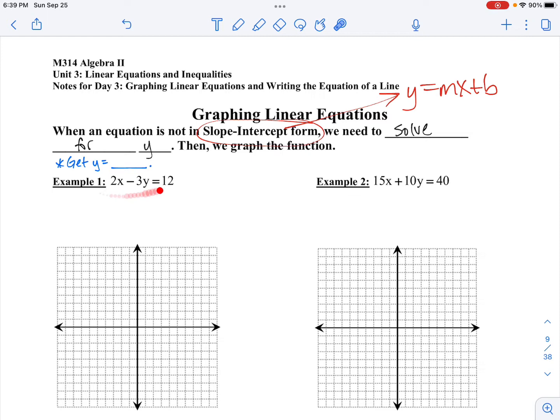Okay, so what if it doesn't look like that? Well, what do you think? We just have to get the y by itself, so we have to move things over and solve for y. That means get the y equals all by itself. So I'm going to do that for example number 1.